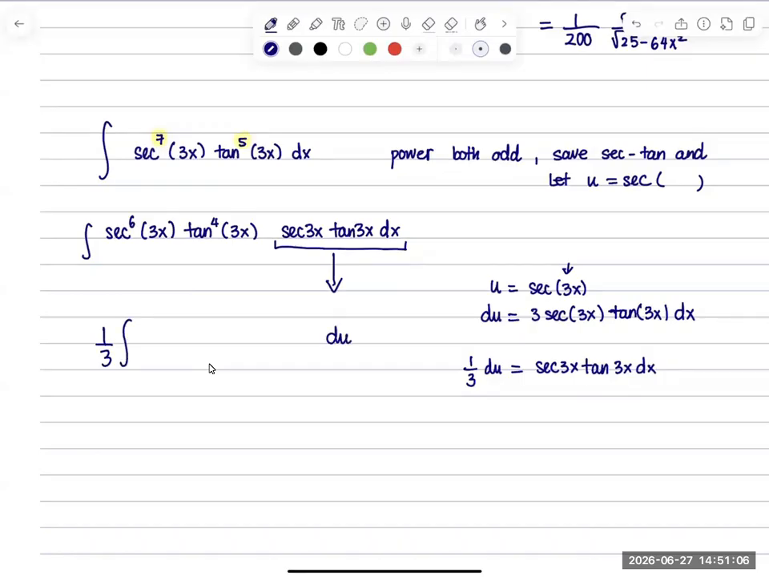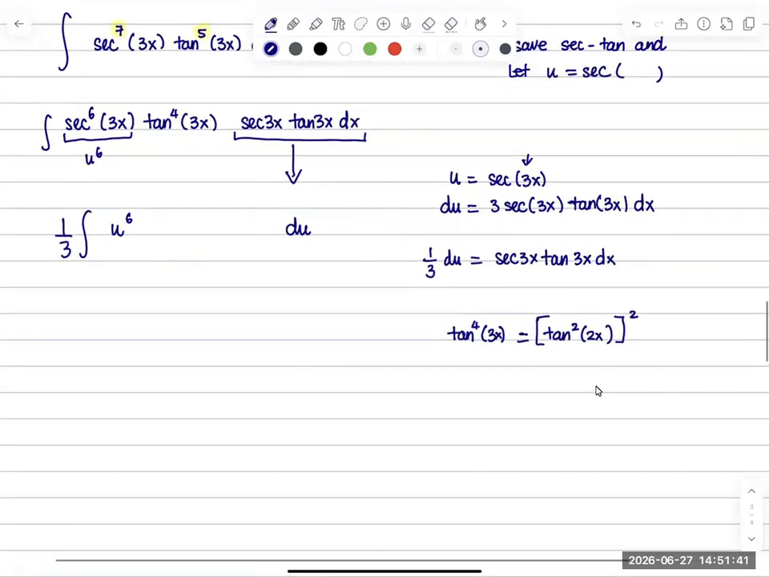And for my secant, which is u, this is going to be u to the power 6. The only thing we have to deal with is the tangent. We don't have anything to substitute for tangent, so we need to take care of it. We're going to make tangent to the power 4, 3x, into tangent to the power 2, 3x, and then the whole thing squared.